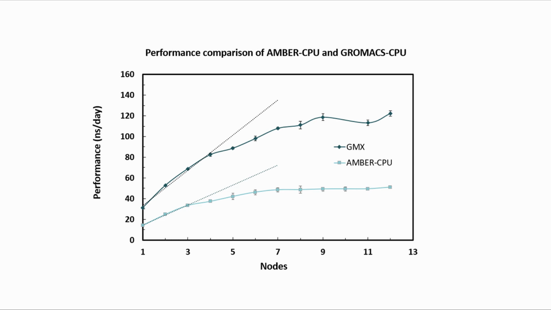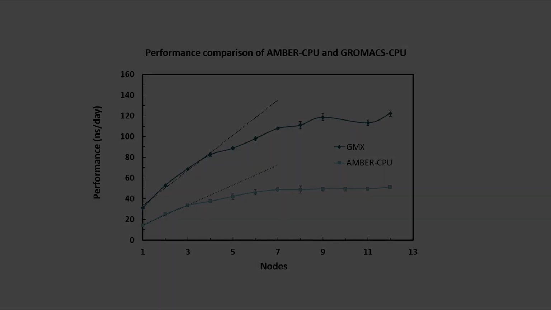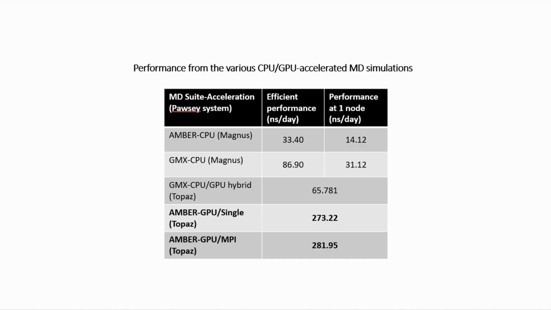The performance of CPU-only acceleration from AMBER and GROMACS is shown on the screen. The use of CPU-only acceleration is clearly done better by the GROMACS software, which makes sense considering AMBER is highly specified into GPU acceleration. In comparison to the performances obtained by GPU-accelerated AMBER and a CPU-GPU hybrid acceleration, the GPU version of AMBER far outshines every other combination tried.